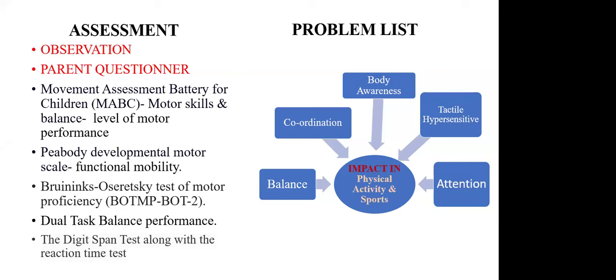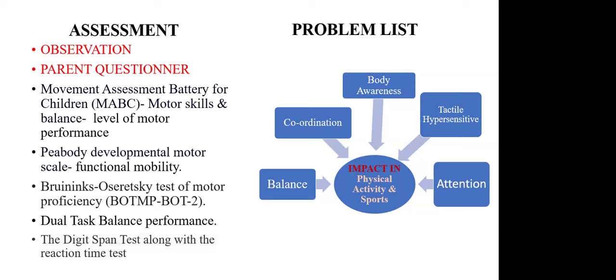Then another is the Peabody Developmental tool. This also assesses the gross motor skills of the child, and the BOT2 tool, which will assess the perceptual motor skills of the child, measuring balance, ability, strength, with fun activities like standing on a small balance beam, hopping, and other activities.